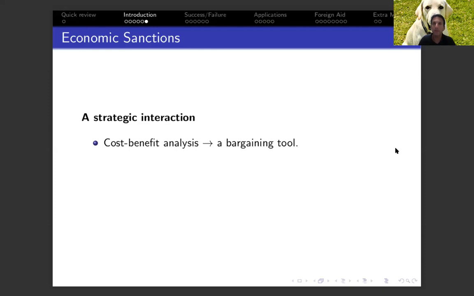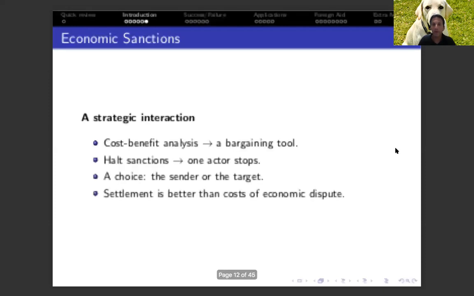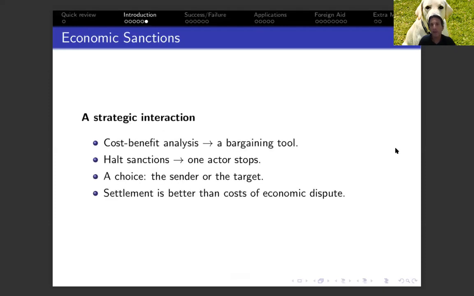Now, one of the differences when we think about sanctions from a strategic interaction standpoint is that this is very different from war, because sanctions will end when one side decides to end them, whether it is the target state or the sender state. They can make a different choice that's going to end the sanctions. But in wars, this is a little bit different because both actors have to actually accept that.